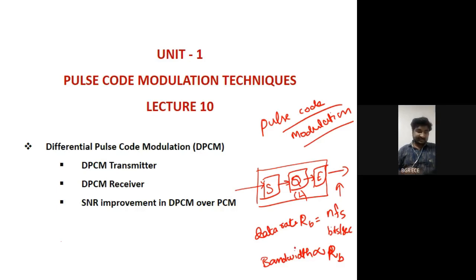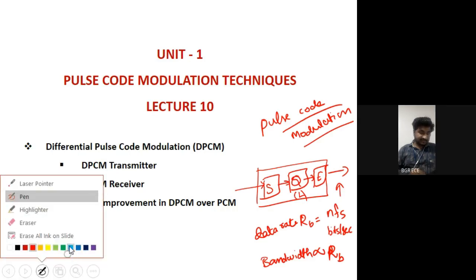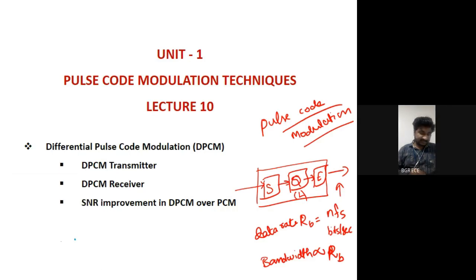In this case, we are going to alter the quantization process with some modifications to develop the differential pulse code modulation technique. So in this session, we are going to discuss the architecture of the DPCM transmitter and receiver. Also, how the SNR is improved in DPCM over the PCM system. This is what we are going to discuss under this session.